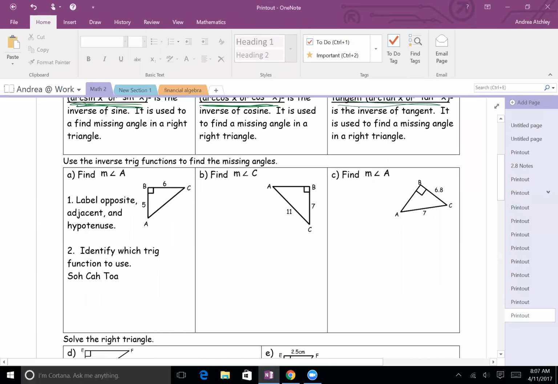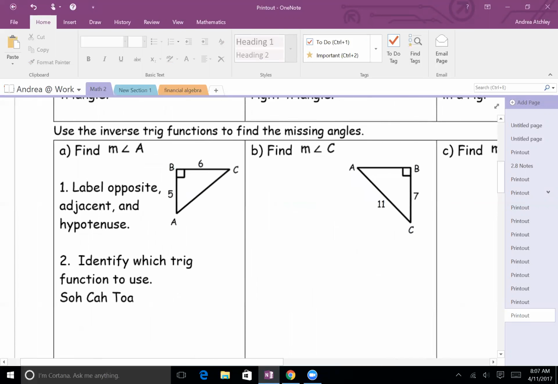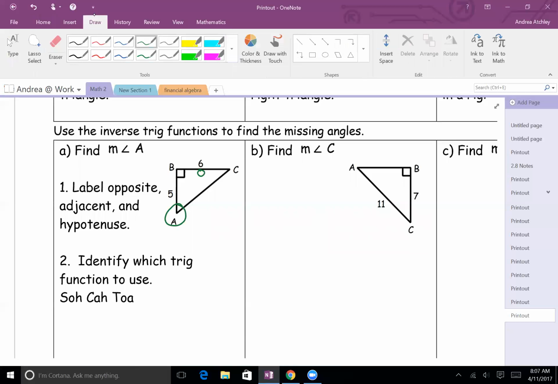Let's see how to use this. Okay, we want to find the measure of angle A. So again, we want to circle that. That's the angle I'm dealing with. And then we want to label the opposite, the adjacent, and the hypotenuse. Okay, Kyle, what is the opposite of angle A? Very good. So this is my opposite. Three, what is the adjacent then? This is the adjacent side. That makes this the hypotenuse.